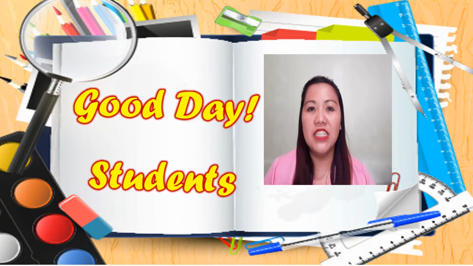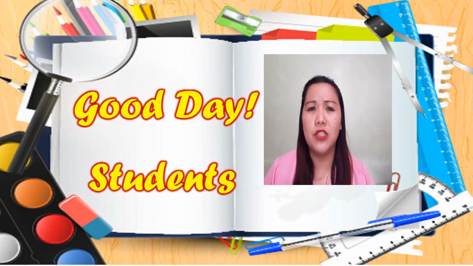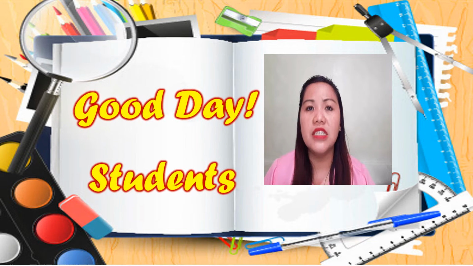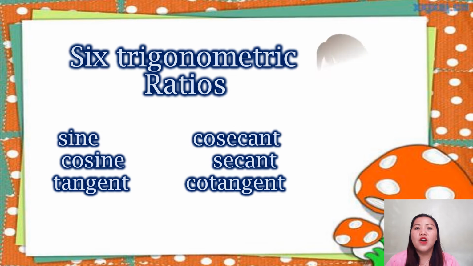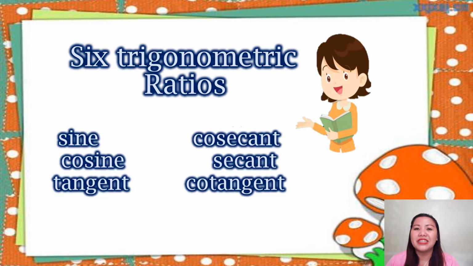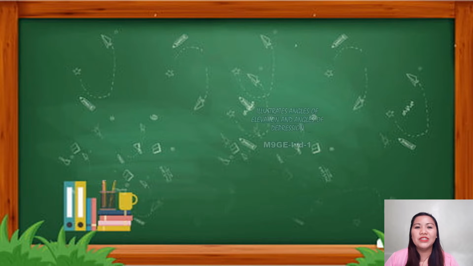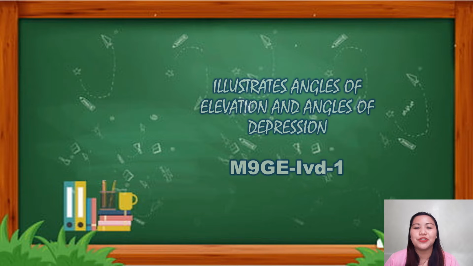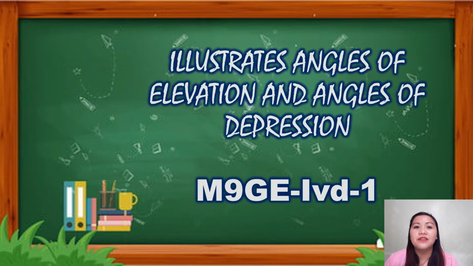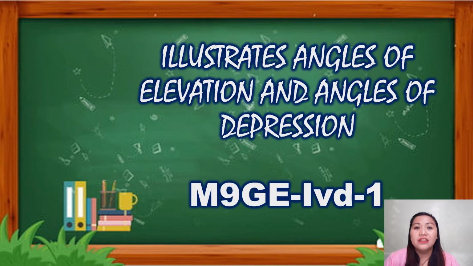Before I start our new topic for today, I assume that you already know the six trigonometric ratios. So, what are the six trigonometric ratios? We have the sine, cosine, tangent, cosecant, secant, and cotangent. Today we're going to discuss how to illustrate the angles of elevation and angles of depression.